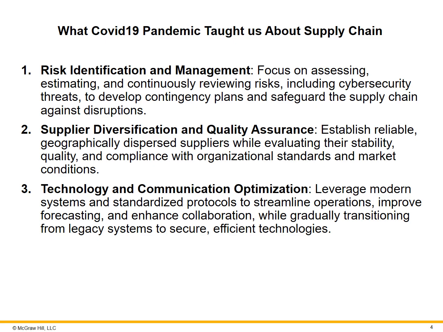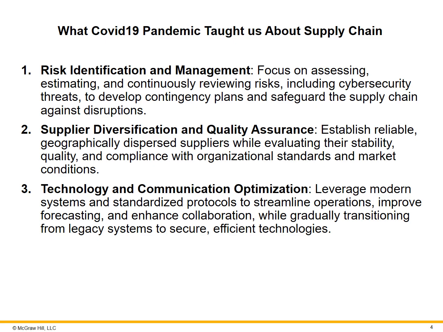And then the second one is about supplier diversification and quality assurance. When COVID-19 first broke out from China, where the manufacturing location was, they realized that if the supplier is only receiving from one location or one country, they are not protected very well.